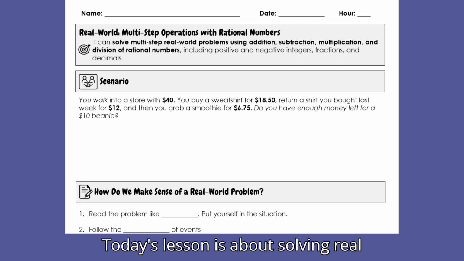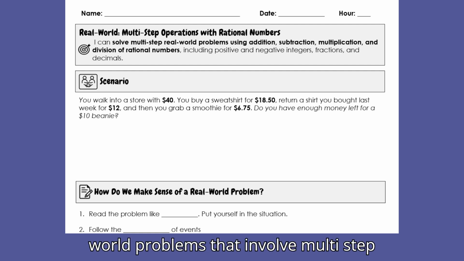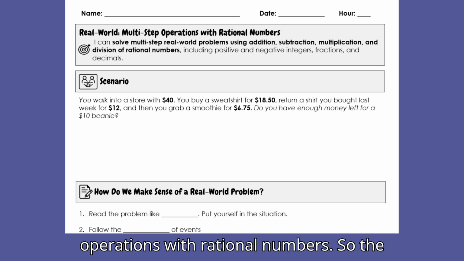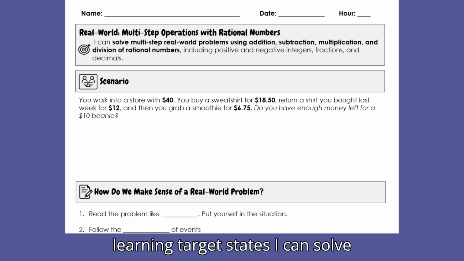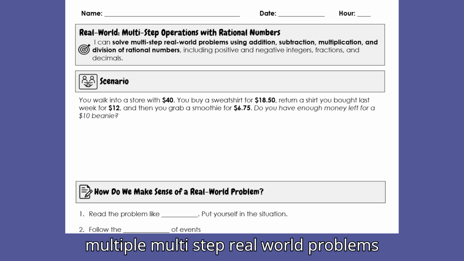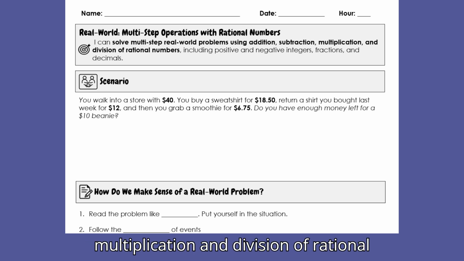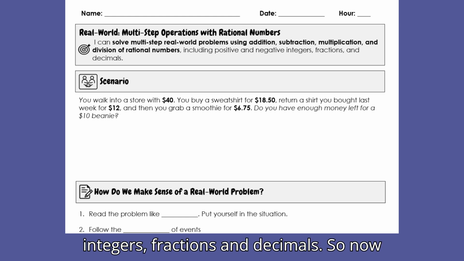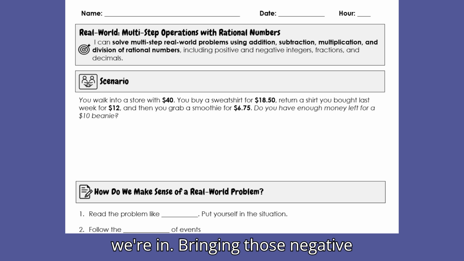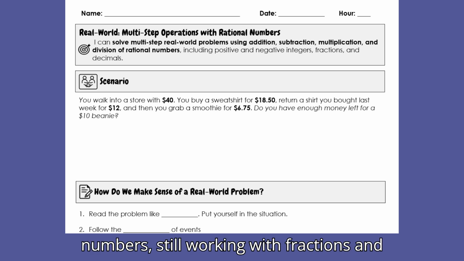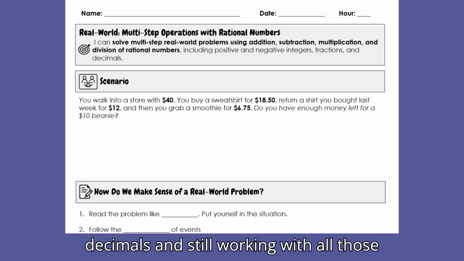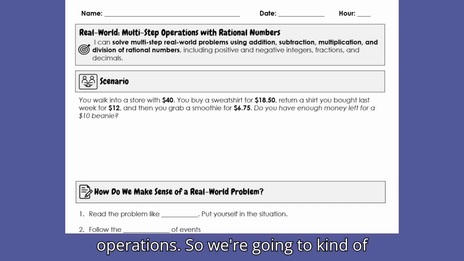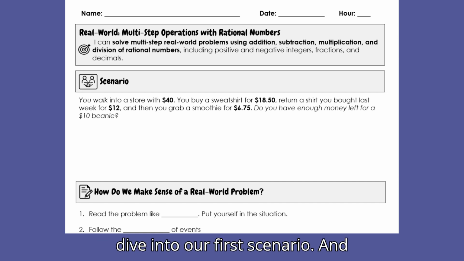Today's lesson is about solving real-world problems that involve multi-step operations with rational numbers. So the learning target states, I can solve multi-step real-world problems using addition, subtraction, multiplication, and division of rational numbers, including positive and negative integers, fractions, and decimals. So now we're incorporating those negative numbers, still working with fractions and decimals, and still working with all of those operations. So we're going to dive into our first scenario.